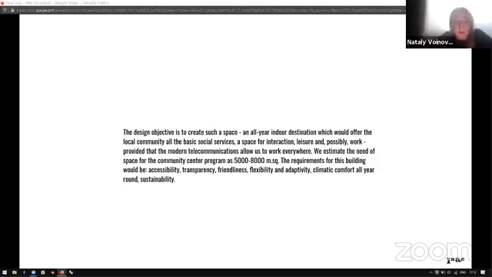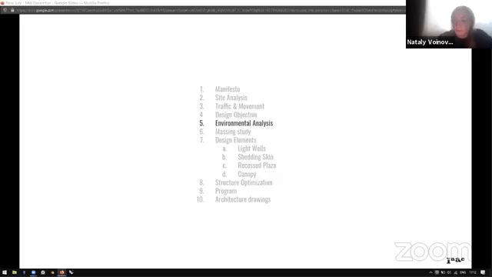The requirements for the building would be accessibility, transparency, friendliness, flexibility, and adaptivity, climatic comfort all over the year, and sustainability. And now I'm passing to Sachin.